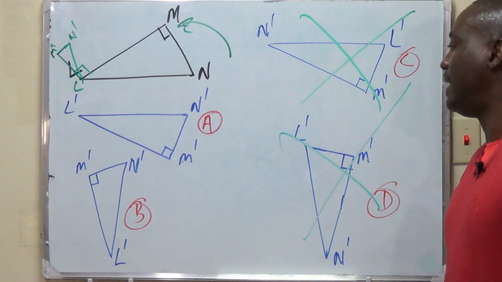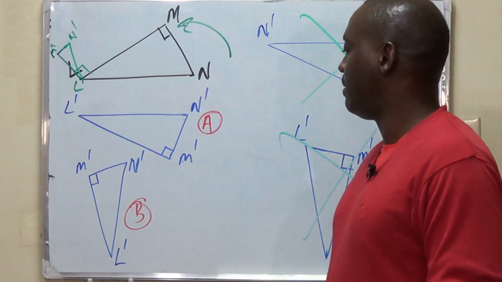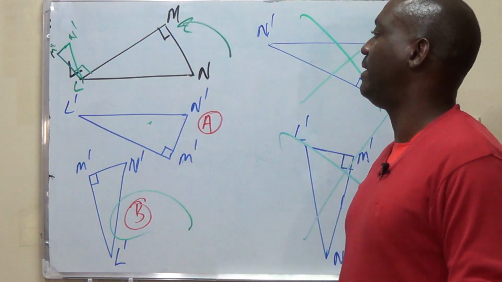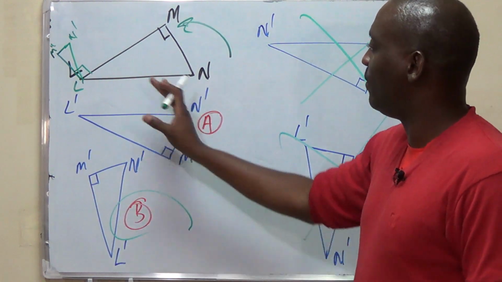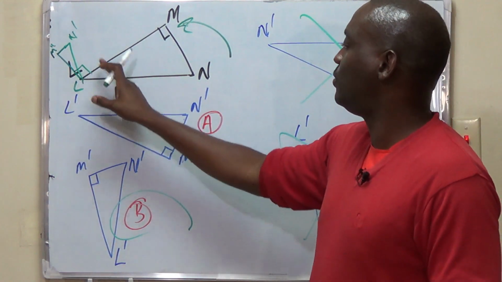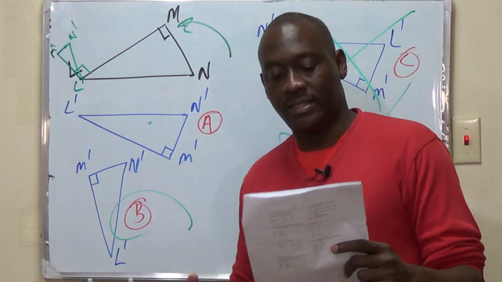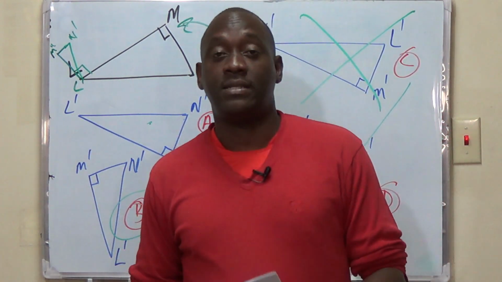Right? And the closest thing that resembles that would be answer B here. This would definitely not be it, based on the fact that we're rotating through 90 degrees anticlockwise. So in this question, yes, your answer is answer B.